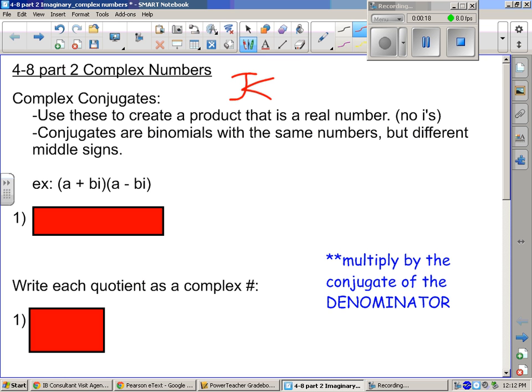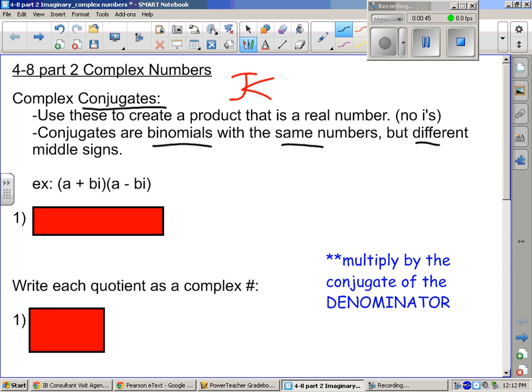All right, people, part 2 of 4.8, complex numbers. We're going to talk about something called conjugate. Conjugate is used to create a product that's a real number, which means you have to get rid of the i's. I's are imaginary. We want real. Conjugates are binomials, so there's two parts to them. They have the same numbers but different signs.